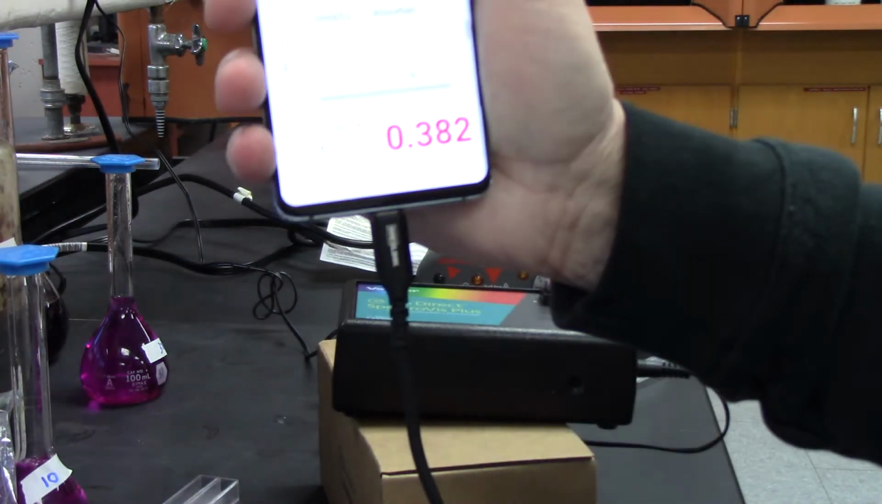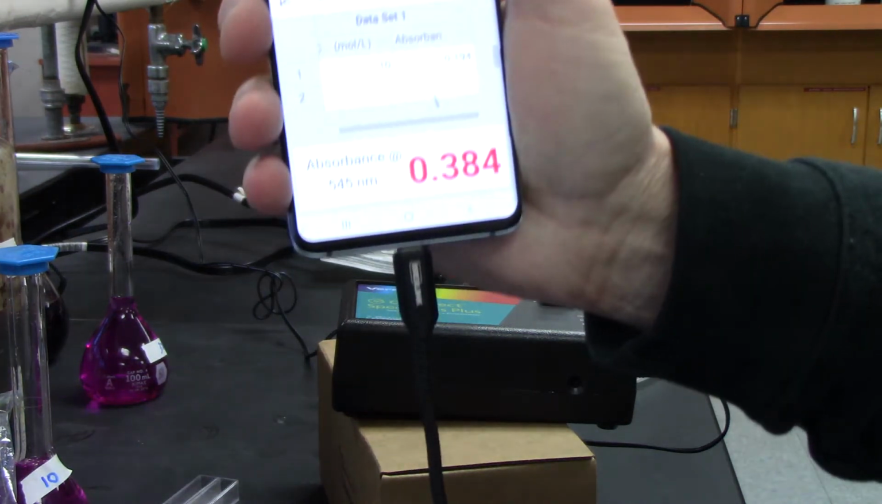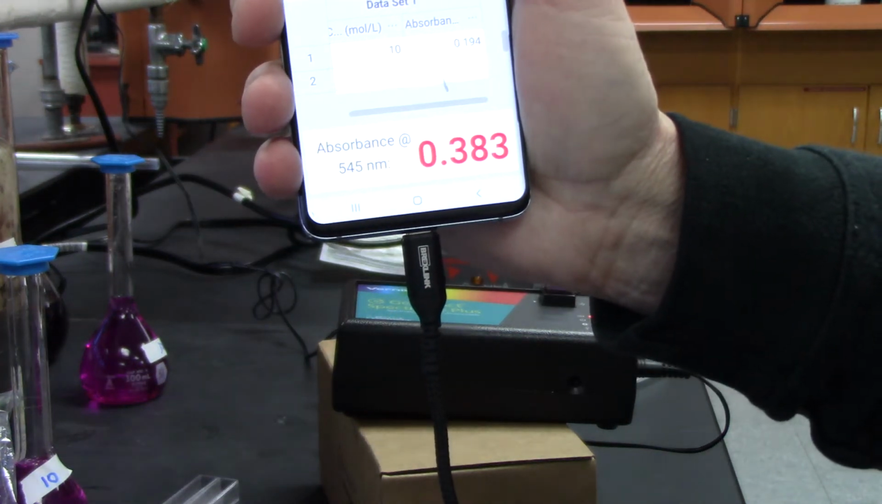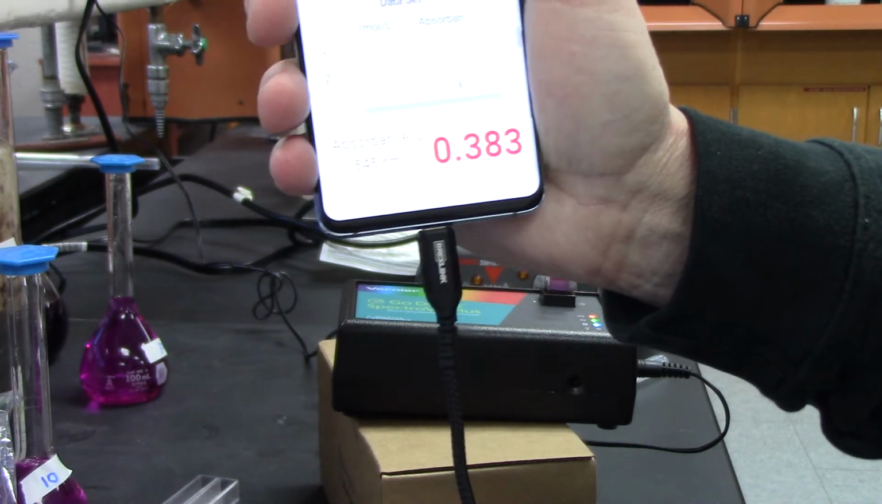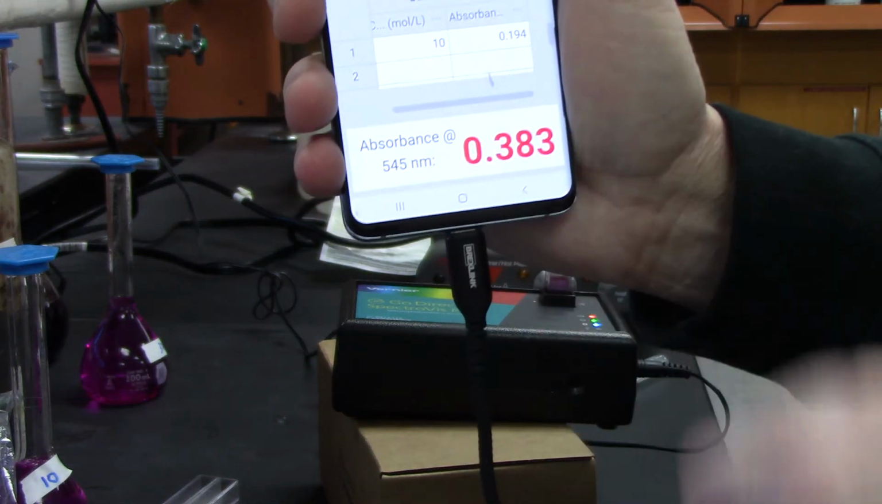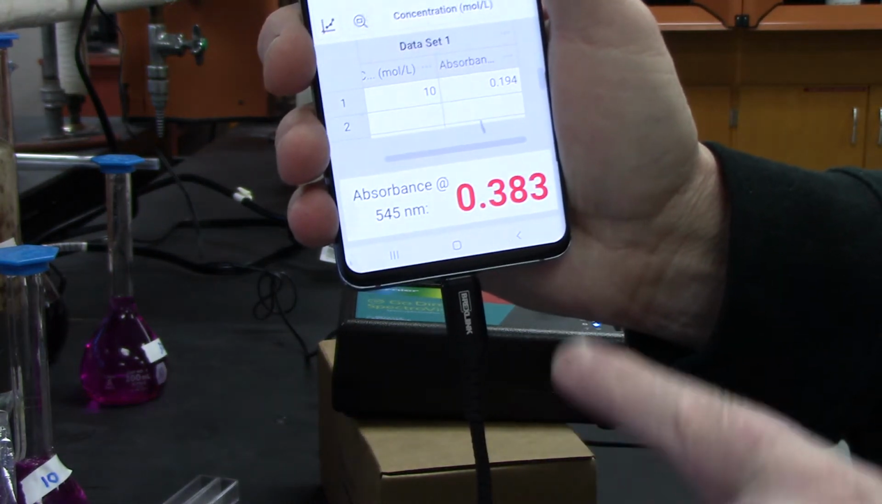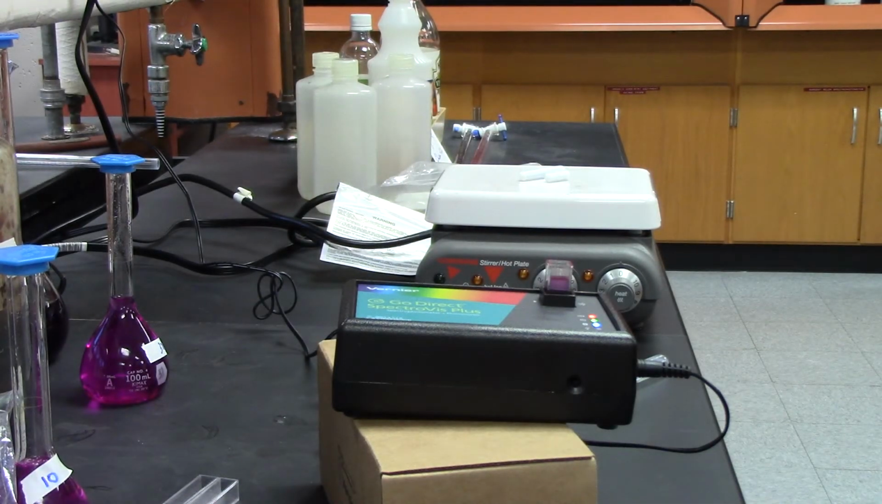Okay, next one is 20. And there's its value, about 0.384, which is kind of what you expect, because the first one we got at 0.19, so this should be double that. Pretty close. That's good. So I'm going to keep that data, and that's 20 times 10 to the minus fifth.